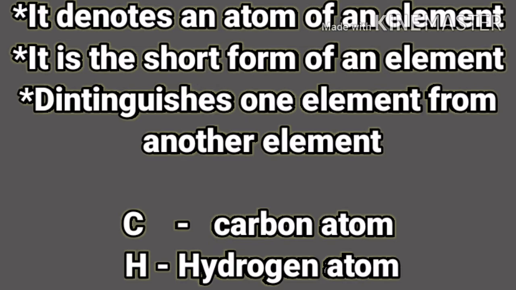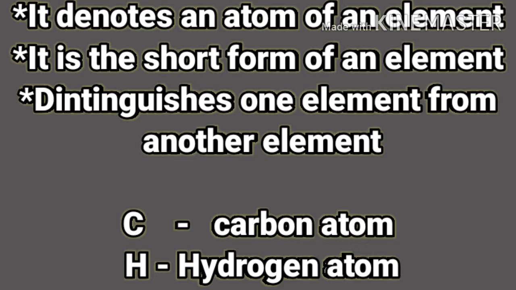In this video, we have learned about the symbol of elements and the periodic table. A symbol is a mark, sign or word that represents an object or any other substance. Here, the term symbol is used to represent the elements. A symbol denotes an atom of an element.